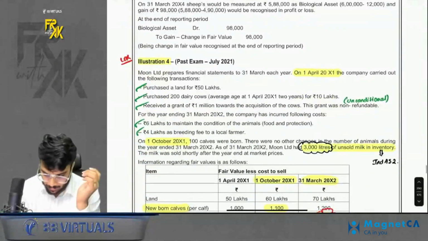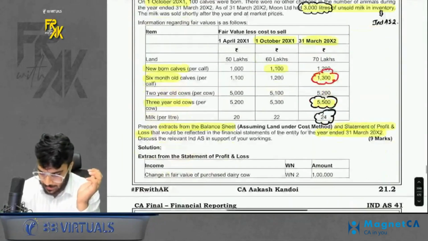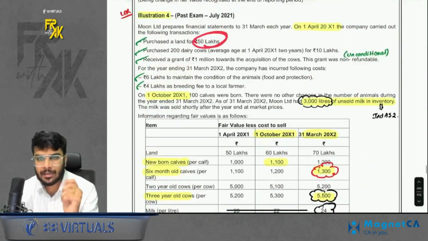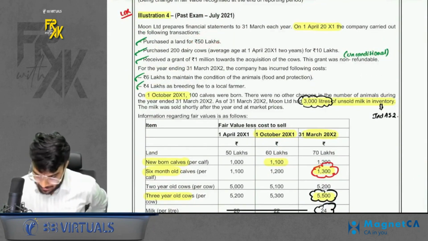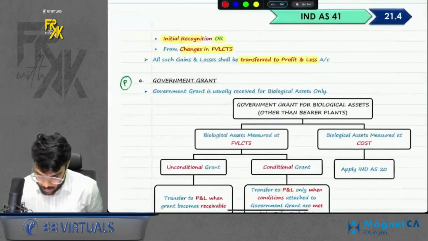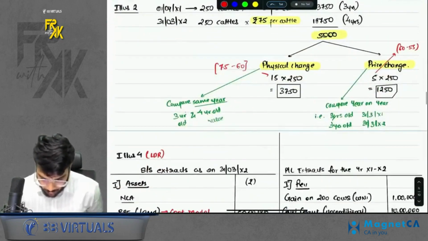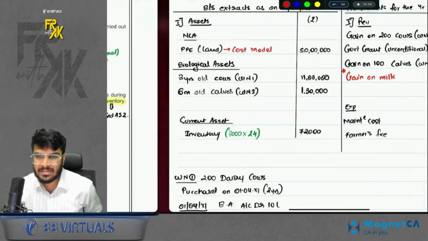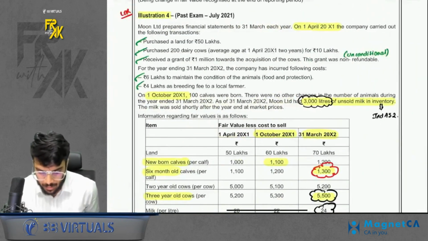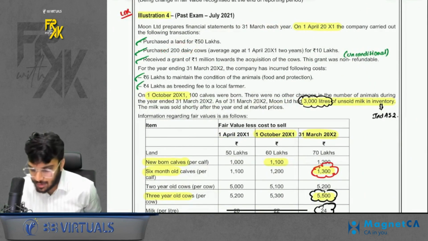They say we have a land of 50 lakhs. And in the question itself, they have mentioned that land is to be measured at cost method. So the value of land on day 1 is 50 lakhs. Can I say on year end it won't change? So on year end also, you will keep the land at 50 lakhs only. And there will be no impact on profit and loss since it is not getting depreciated. It is land. Acha. Then we purchased 200 cows for 10 lakhs.